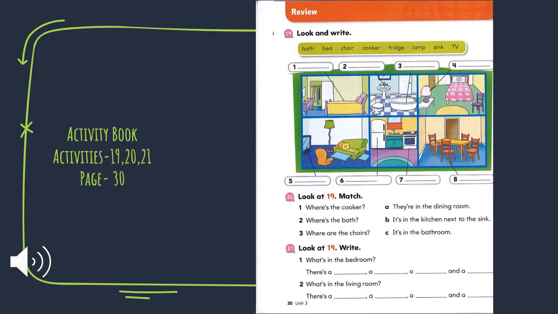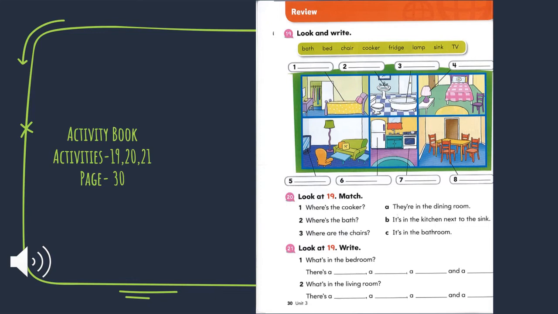Students, our next activity is from the activity book, page 30. Activities 19, 20 and 21. In activity 19, you have to look and write. Look at the pictures of different rooms in a house, and you have to find out which furniture is kept in different rooms. Look at the picture, find out the furniture and write down the names.